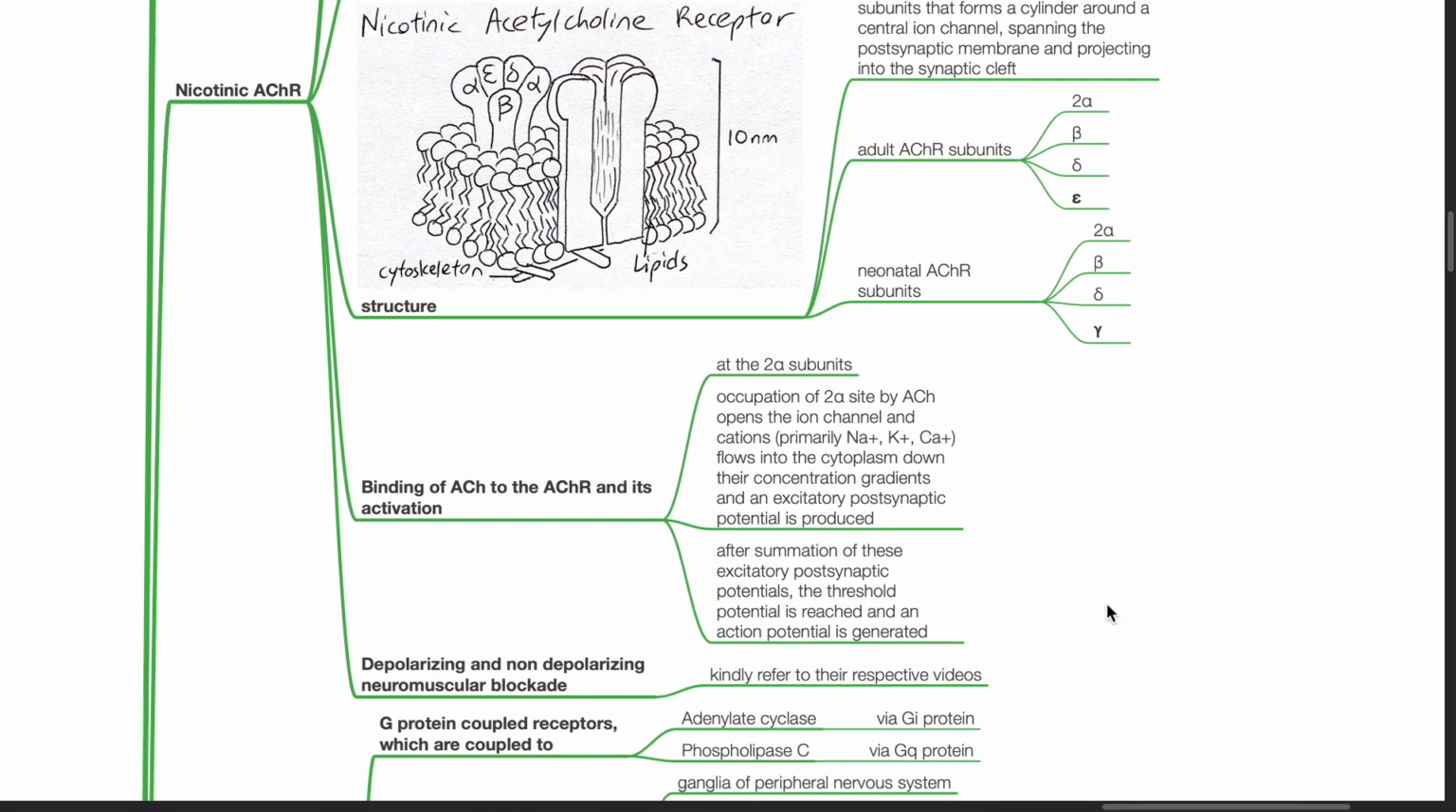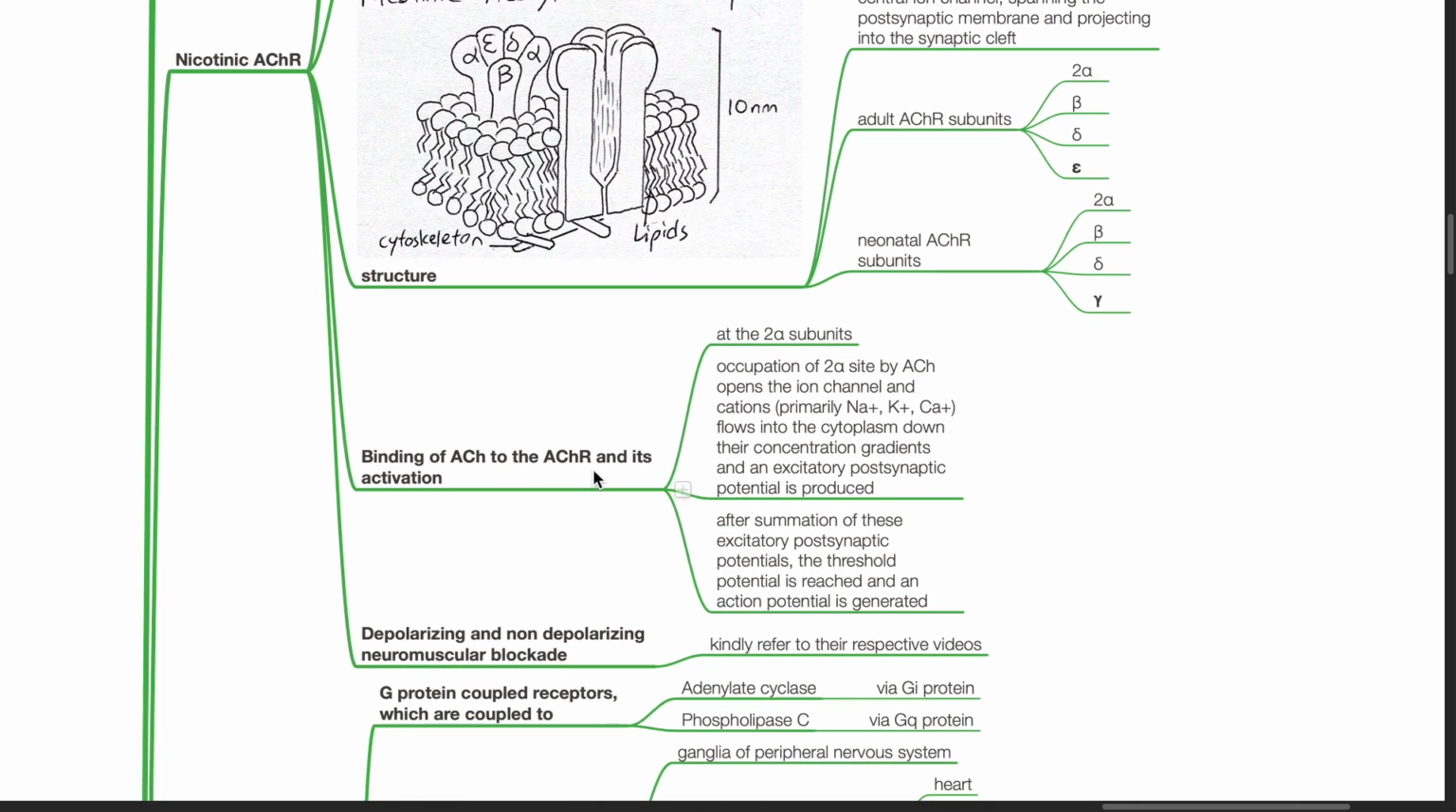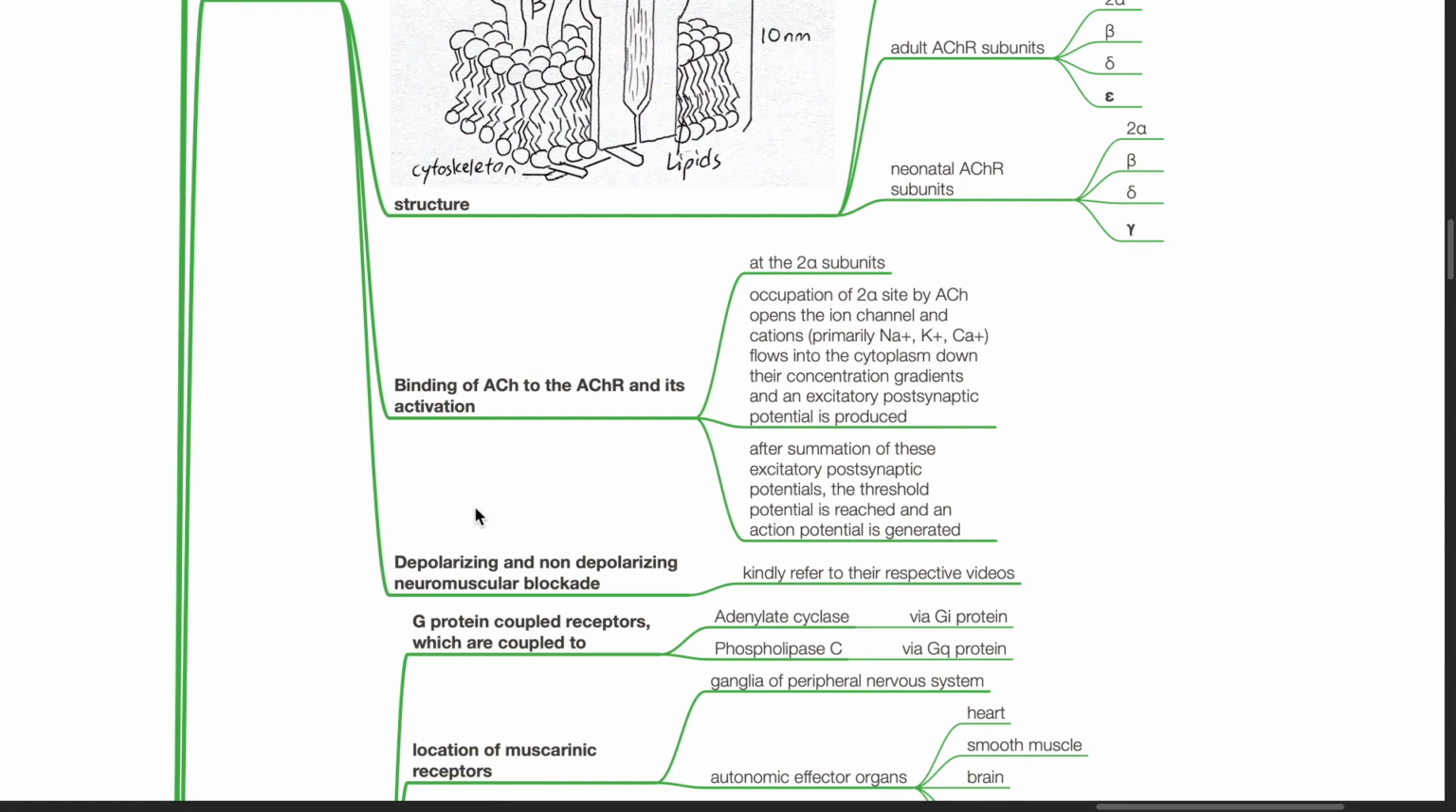Binding of acetylcholine to the acetylcholine receptor and its activation. This occurs at the 2-alpha subunits. Occupation of the 2-alpha site by acetylcholine opens the ion channel, and cations, primarily sodium, potassium, and calcium, flow into the cytoplasm down their concentration gradients, and an excitatory postsynaptic potential is produced.